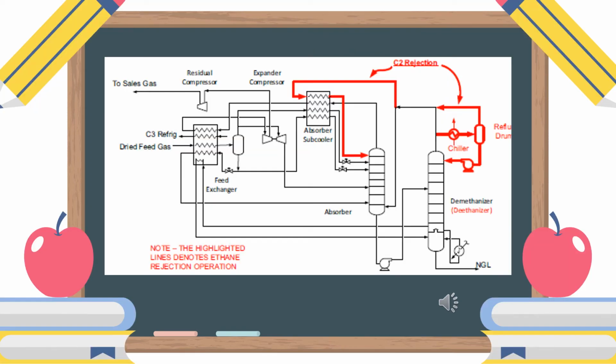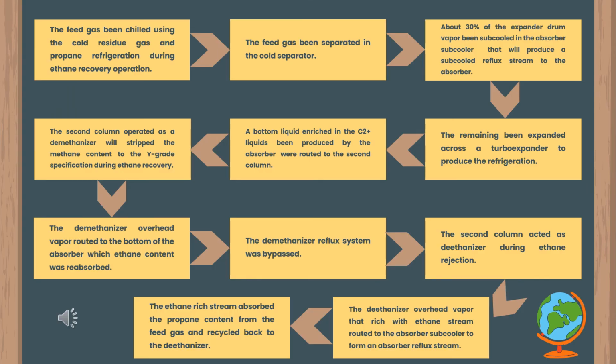This slide shows the basic schematic diagram of the Flow Trap process. It shows how the Flow Trap process is conducted. First, the feed gas is chilled using the cold residue gas and propane refrigeration during ethane recovery operation. The feed gas is separated in the cold separator. About 30% of the expanded drum vapor is subcooled in the absorber subcooler, which produces a subcooled reflux stream to the absorber. Next, the remainder is expanded across a turbo expander to produce refrigeration.